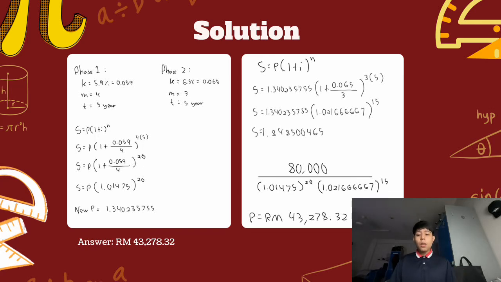In part 2, the interest rate is 6.5%, m equals 3 over 5 years, giving (1.0216667) to the power of 15, which equals 1.848500465. So finally, 18,000 Malaysian ringgit is divided by both growth factors, resulting in 43,217.80 Malaysian ringgit.